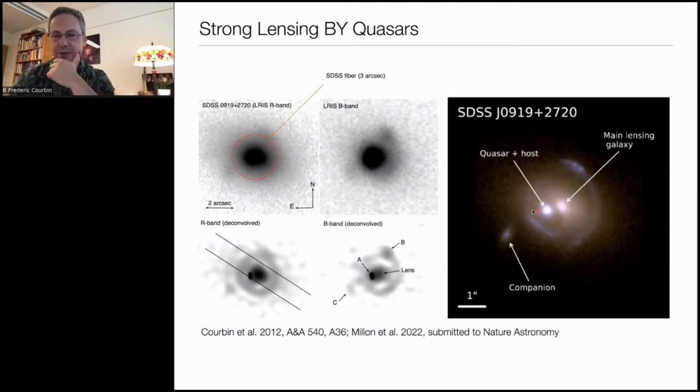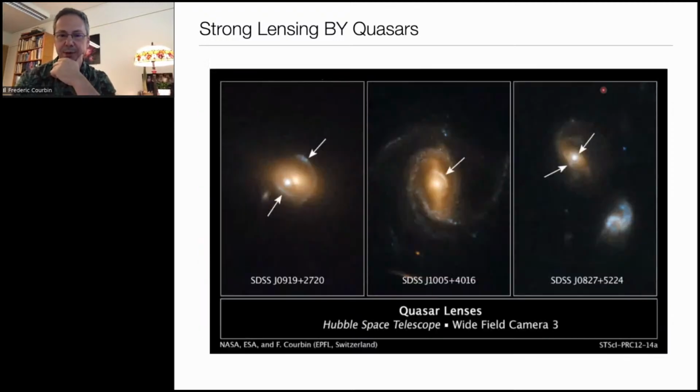And then to model this is super complex because you have a lens galaxy, the main one. You have a quasar at the same redshift. You have a companion at some unknown redshift. And you have lensing features. So why is this important? So first, for now, we have only 3 such cases. Only one is clear. That's the one I showed you. This one is very hard to model. And this one really has a tiny Einstein radius.